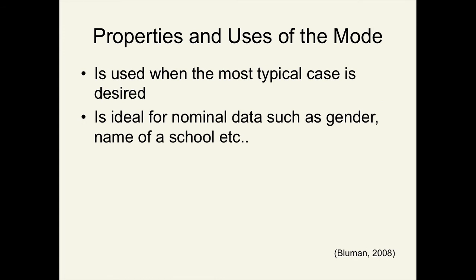Now let's take a look at the properties and uses of the mode. The mode is used when the most typical case is desired, when you want to see what occurred most frequently in a given set of data. It is ideal for use with nominal data, which is categorical data that has no numerical meaning. Examples of nominal data include items such as gender and names of schools.